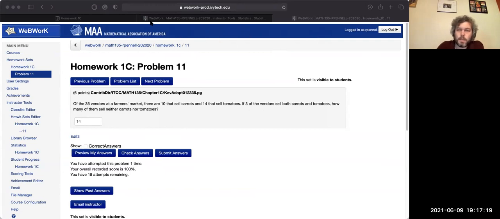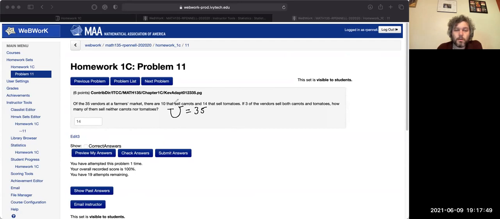So I would say we should try to draw a Venn diagram if possible. And we should also try to write out what our sets are. Like, what do we know? What do we not know? We need to kind of break everything down. So the whole farmer's market is 35 vendors. So I'm going to let the universal set equal 35. That's where I'm going to start.